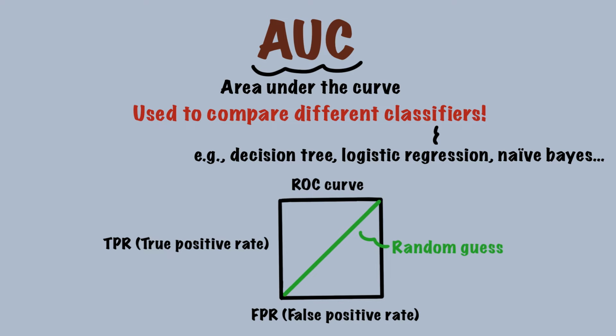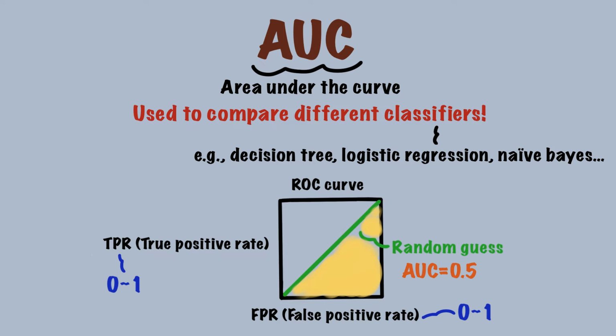The ROC curve for random guess is the diagonal line. It's because you have 50-50 chance to get the classification result right or wrong. Then, intuitively, AUC for random guess is 0.5. Wait, what just happened? Don't worry, I'll explain now.